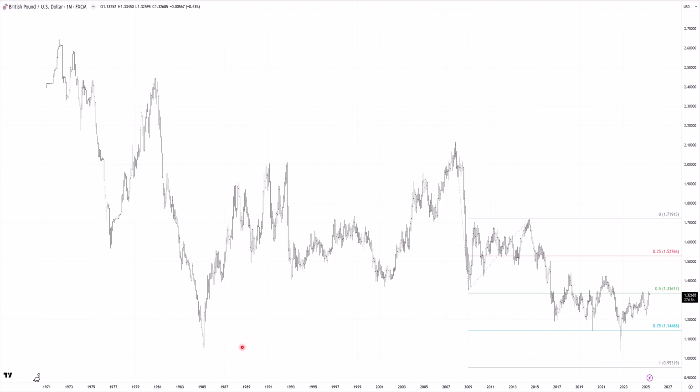I used to get really frustrated as a new trader when people would say, oh, the market could go up and it could go down as well. But, well, thanks a lot. How am I supposed to trade that? What am I supposed to do with that?